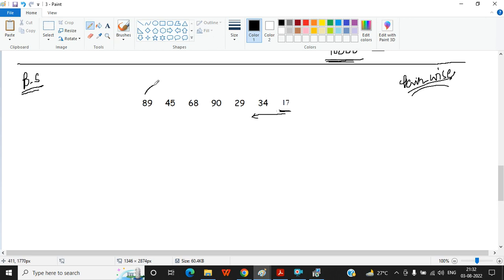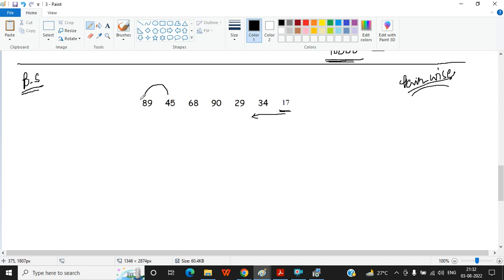Pairwise means you have to compare these two. In selection sort I told you that if the latter one is smaller, then make a swap. Here I am telling you if the first one is bigger, then make a swap.